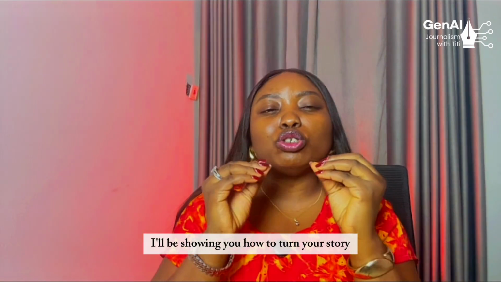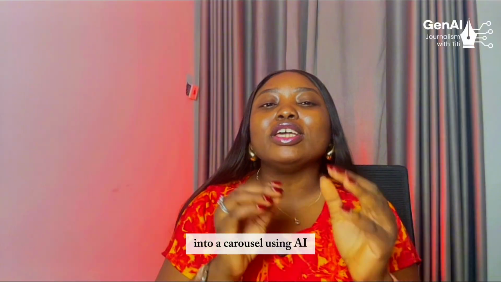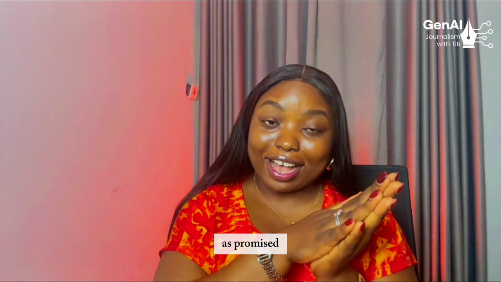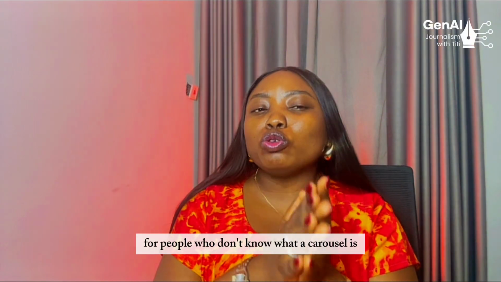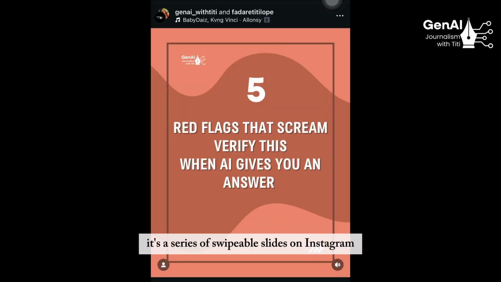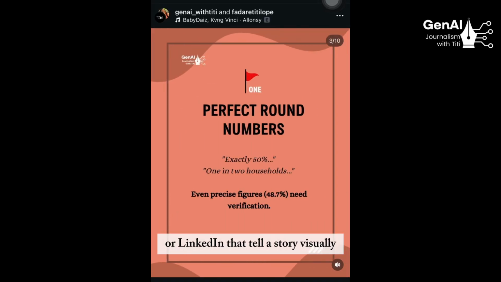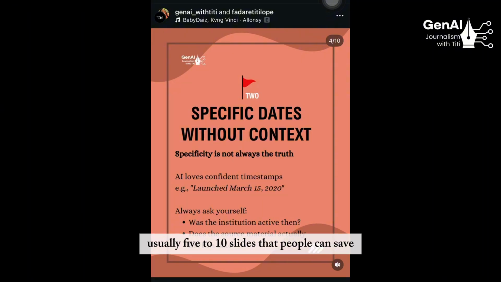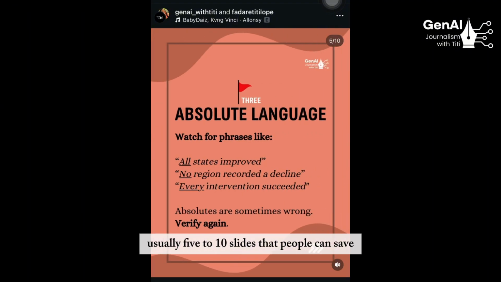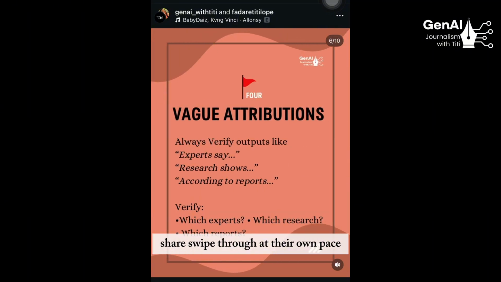Bearing this in mind, I'll be showing you how to turn your story into a carousel using AI as promised. For people who don't know what a carousel is, it's a series of swipeable slides on Instagram or LinkedIn that tell a story visually, usually 5 to 10 slides that people can save, share, swipe through at their own pace.